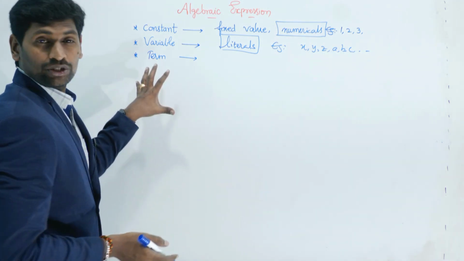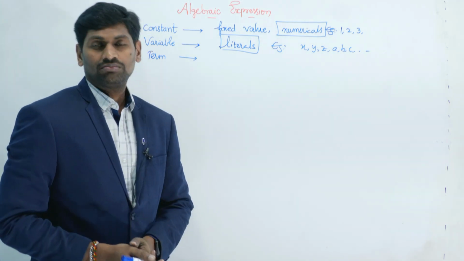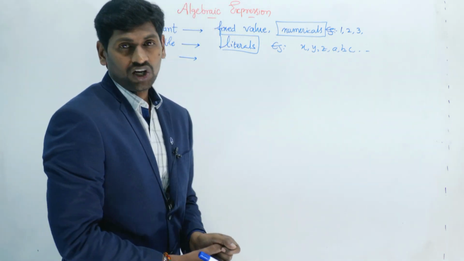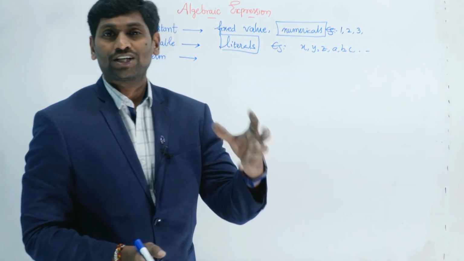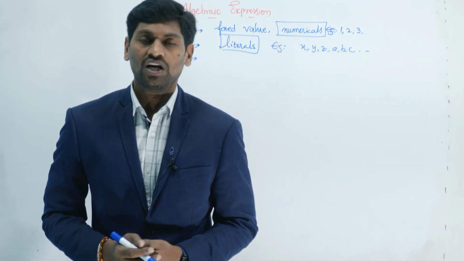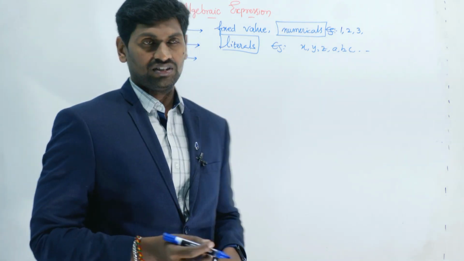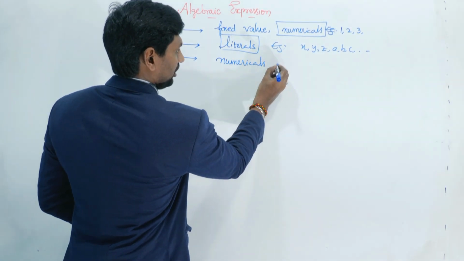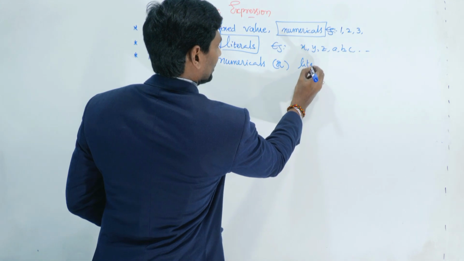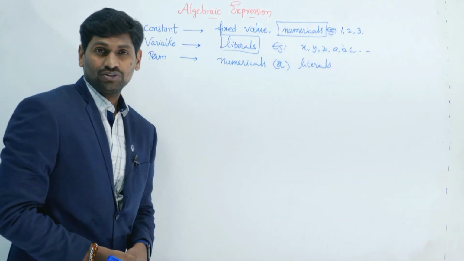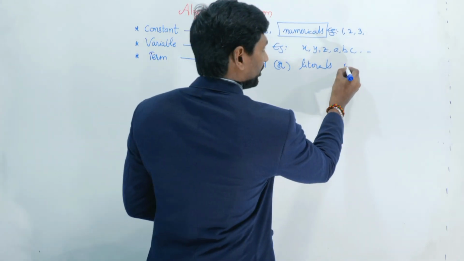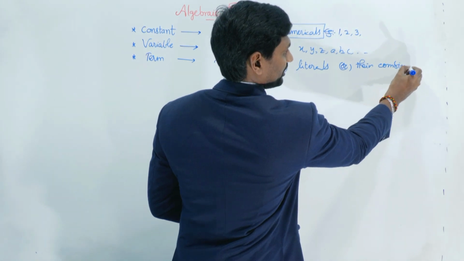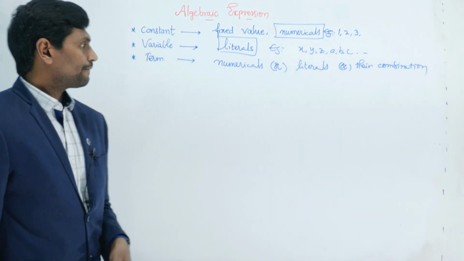Okay. Now coming to the term. What is a term? A term is nothing but numerical values or literal values, or their combination with the multiplication symbol. Numericals or letters, nothing but literals. Numerical values or literal values or their combination with the into symbol is called a term.